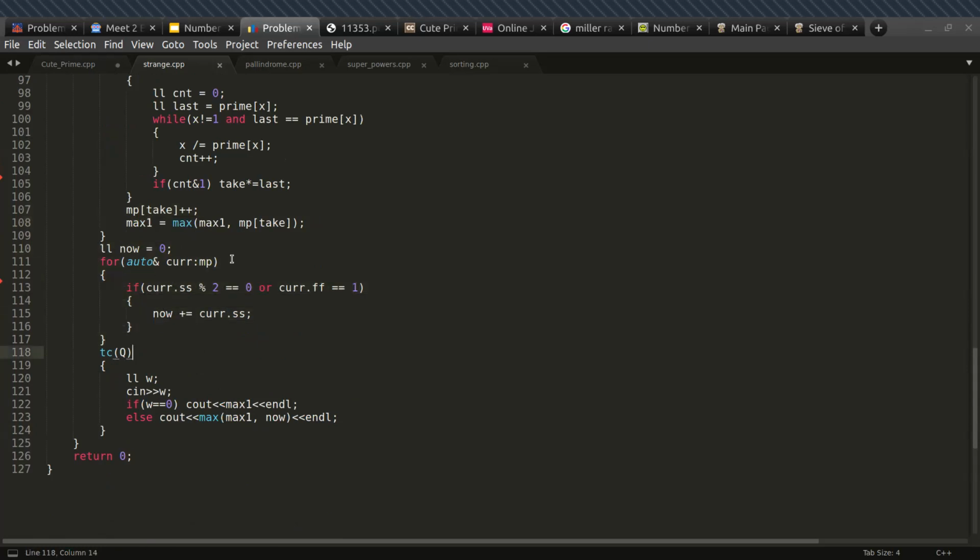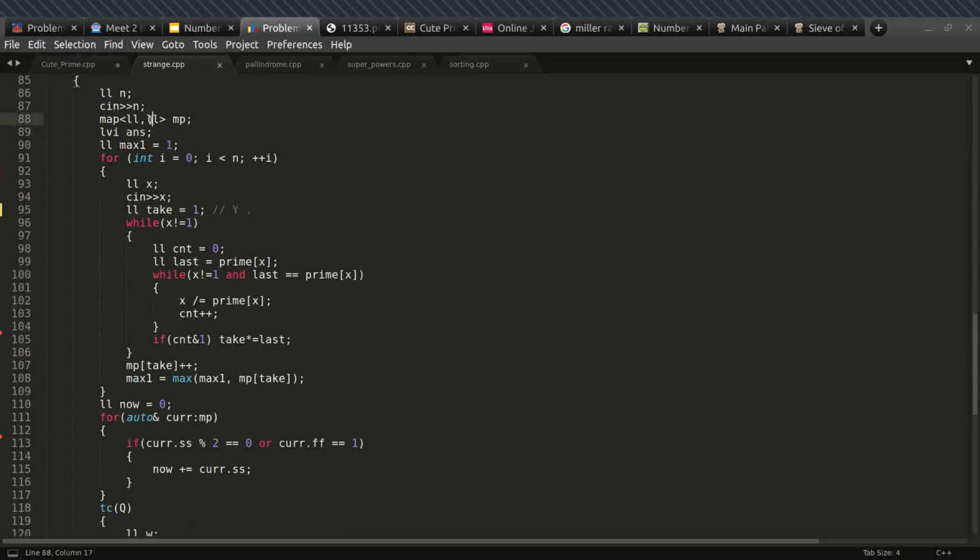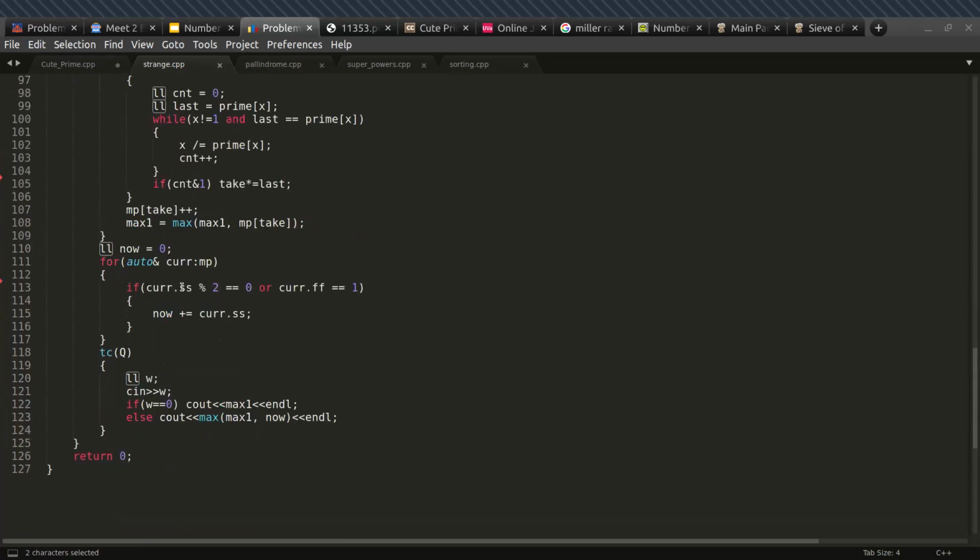So for every I, I created a map of ll, right? If for the current thing the other part was even, then this will just merge into map of 1, right? Then it will just merge into a map of 1. So I increment the now value over here, and so this is it, I guess.